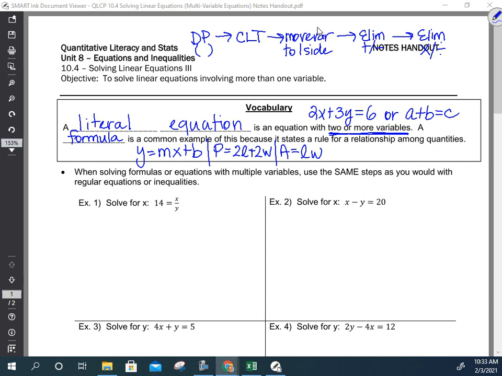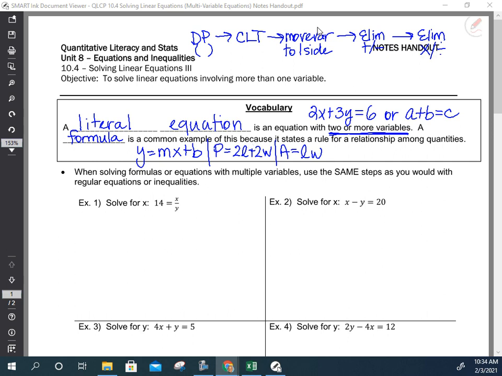So when you are given a multivariable equation, you have to be told which letter to get by itself. They're not going to send you on some blank mission. You'll be told in the directions, solve for x, or solve for y, or solve for a, or solve for b. You're simply rearranging the problem, solving the equation for the variable that you want by itself.